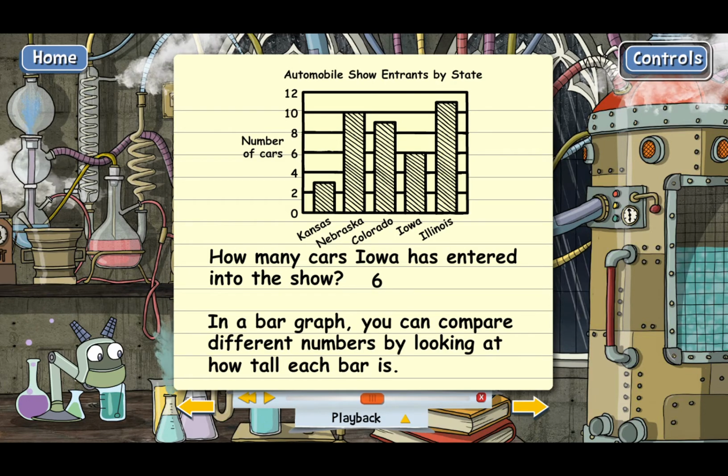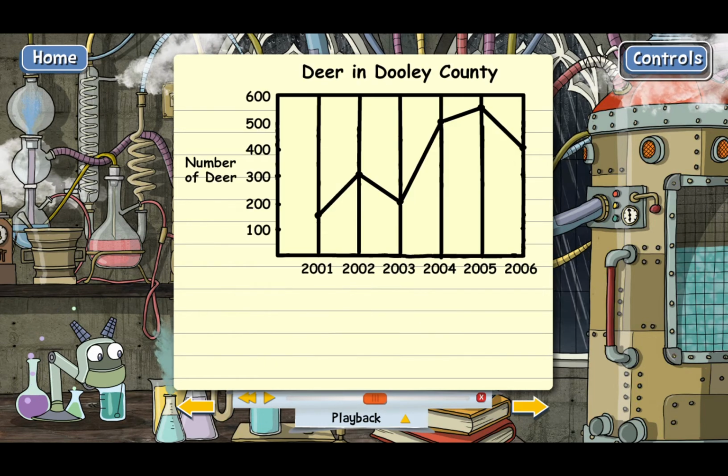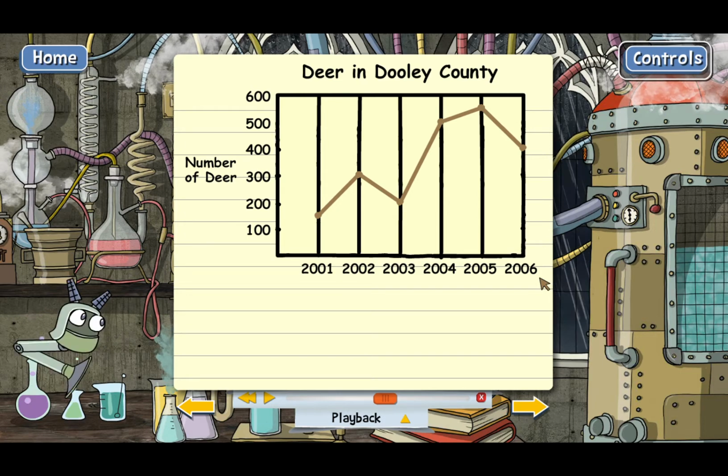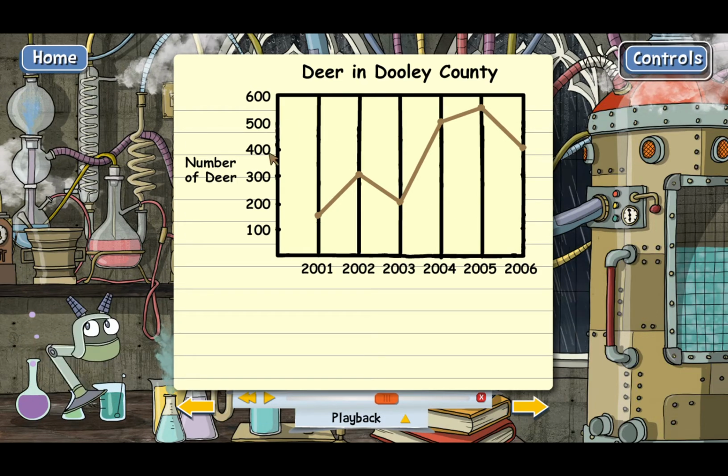There's also something called a line graph. Let's see what a line graph looks like. This shows how the deer population of Dooley County changed from year to year. See, there's a line in the graph. That's where the name comes from. Each of the years is shown along the bottom. They go from 2001 to 2006, and along the left are different numbers of deer.